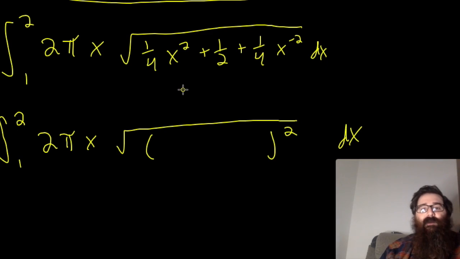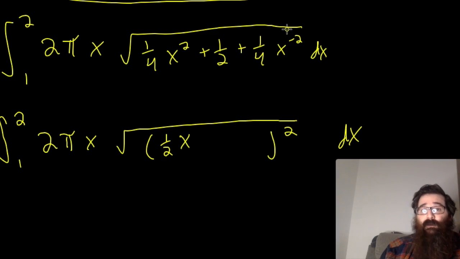Don't go crazy with this. Don't hurt your neck looking at it too much. Just try something. If I look at the first term, what could I square to get a 1/4 x squared? Well, I could do 1/2 times 1/2 to get the 1/4, and then x times x.